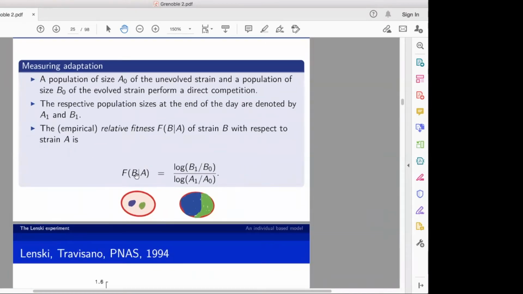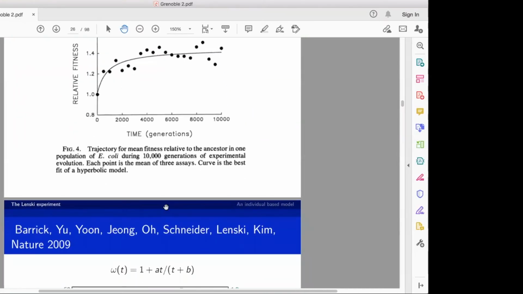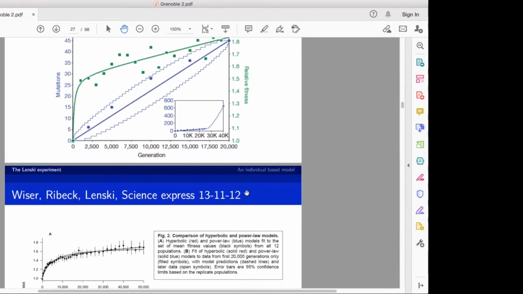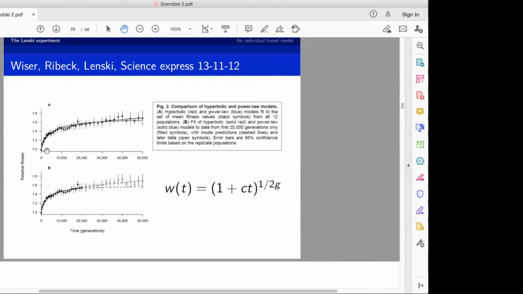And something that they observed is that the relative fitness is increasing. So there is evolution somehow. There is adaptation to this game of daily cycles. So after 10,000 generations, you can see that the relative fitness has increased. And this happened in the 12 replications. After 20,000 generations, you see the green curve. Now there is even more adaptation, and it seems to keep increasing. And then at 50,000 generations, you still see adaptation going on. So the curve keeps increasing.